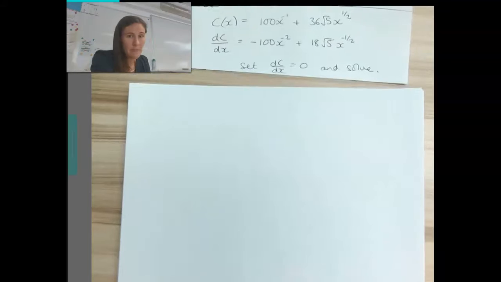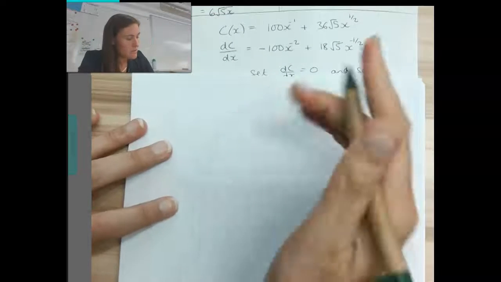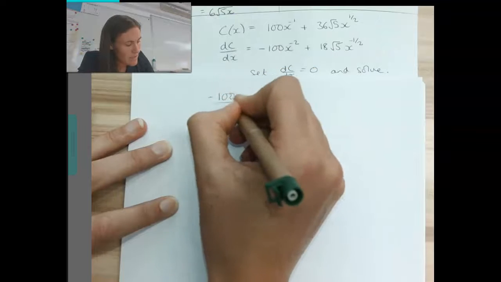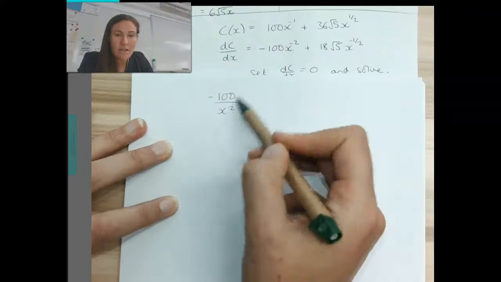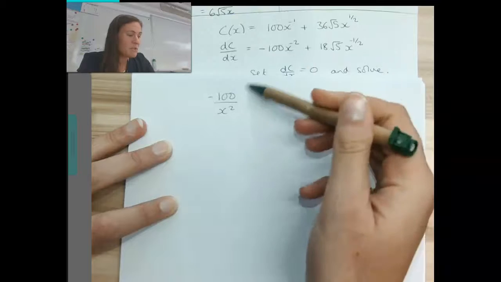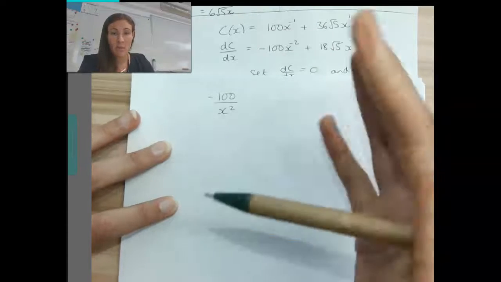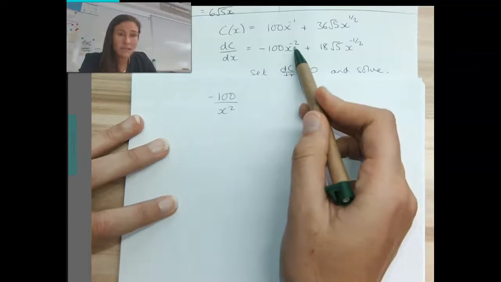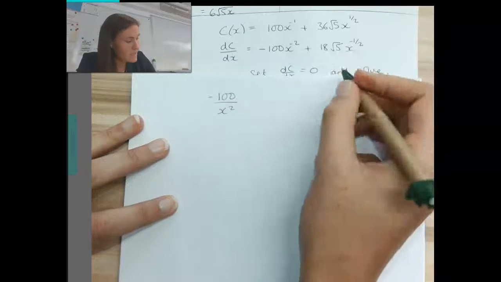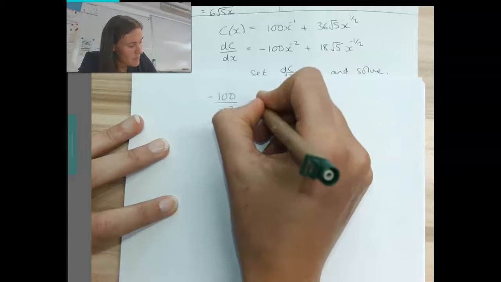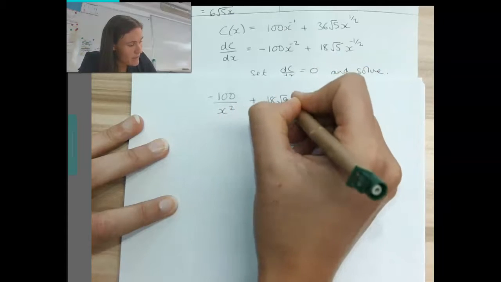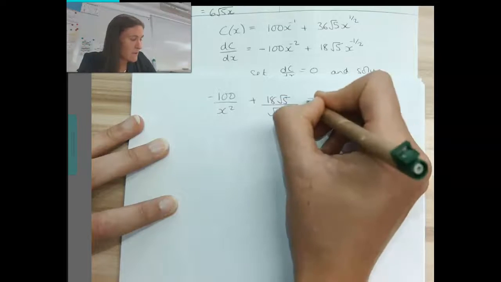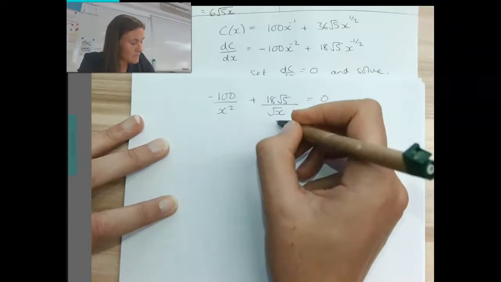Okay. So I've got minus 100, and here is where I'm chopping and changing between my notation depending on what I'm doing. So here I'm solving it, I'd rather have it as over x squared than like this. When I'm differentiating, I want it as an index. Okay, plus 18 root 5, then this is going to be over root x. That equals 0.